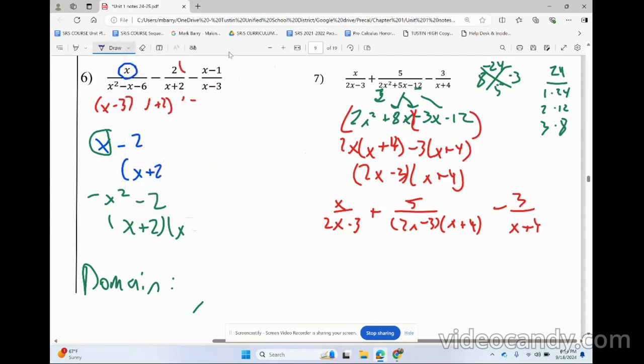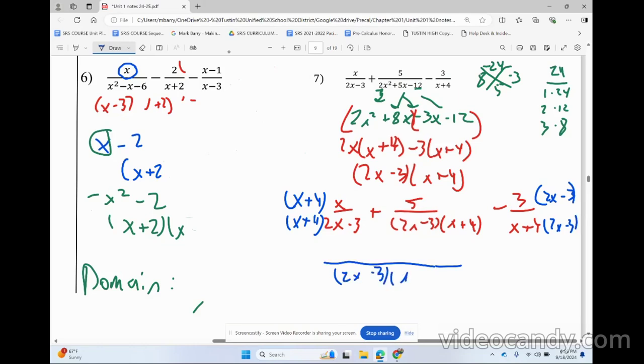All right, so this first one you can see is missing the x plus 4, so we got to multiply that on top and bottom. This last one is missing the 2x minus 3, top and bottom. Okay, and the middle one's not missing anything. It has everything we need. So then we'll make this all into one big happy fraction, the common denominator, 2x minus 3 and x plus 4.